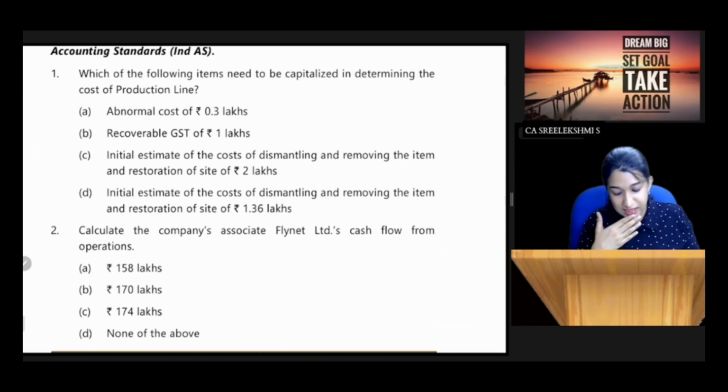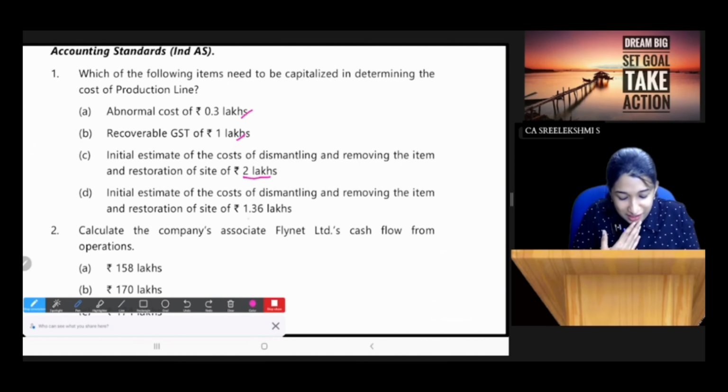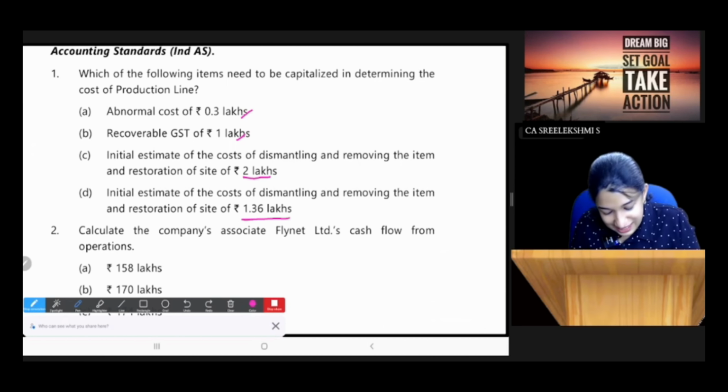What are the MCQ questions here? 1. Which of the following items need to be capitalized in determining the cost of production line? Abnormal cost of 0.3 lakhs. Can you capitalize 0.3 lakhs? No. Recoverable GST, refundable GST? No, no, no. Initial estimate of the cost of dismantling, removing and restoration of the item can be capitalized, but is it 2 lakhs? Your eyes will definitely be on the second last option also, 1.36 lakhs, which is the correct one. Yes, option D is the correct answer.